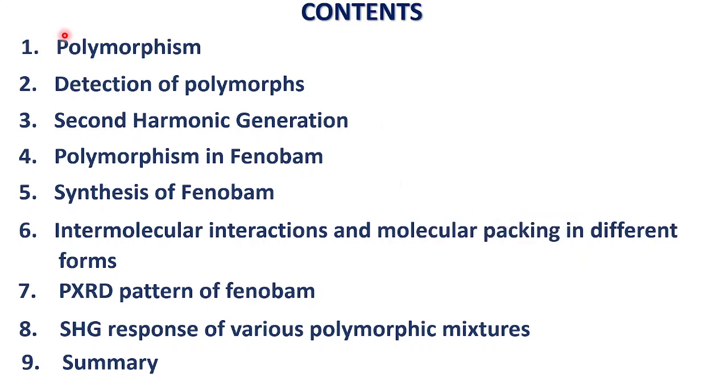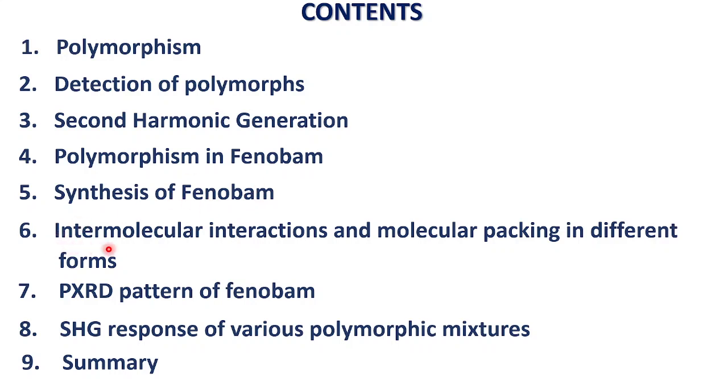First, I am going to explain what polymorphism is and what polymorphs are. Then, how the different polymorphs are detected, how we can detect which polymorph is which. That's the detection of polymorphs. The third one is second harmonic generation, how this phenomenon and method is applicable for the detection of polymorphs. The fourth one is polymorphism in Phenobam. Phenobam is a drug that we are going to discuss very thoroughly. And the fifth one, synthesis of the drug Phenobam.